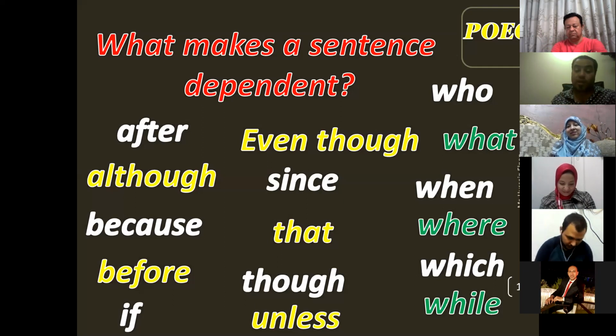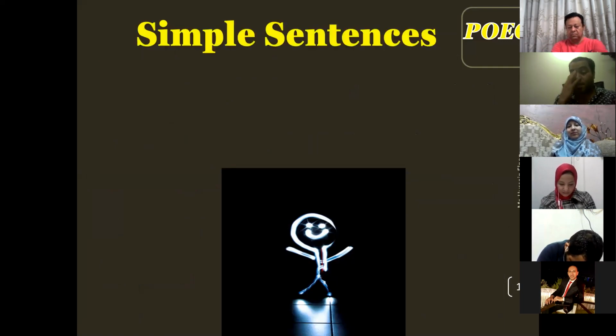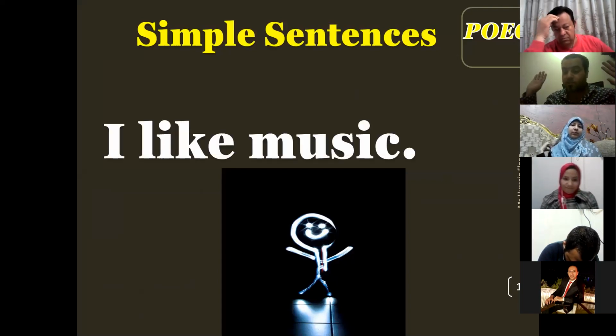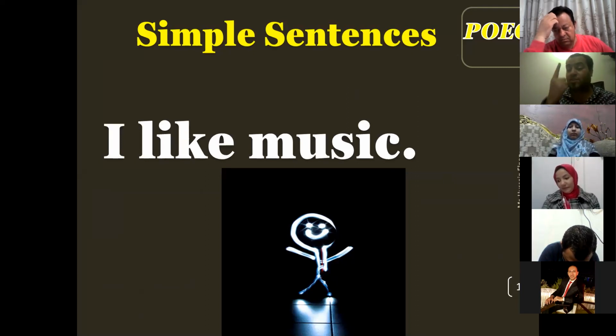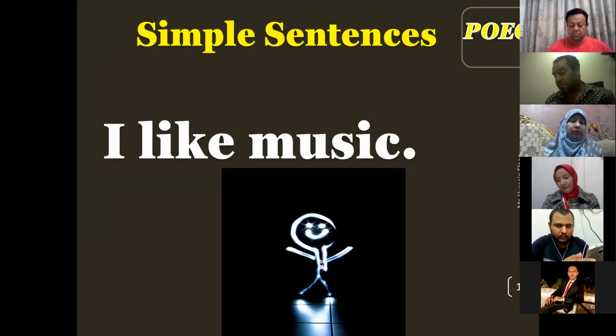Okay. So thank you so much, mashallah. Now let's study one by one. We just had a quick idea about everything. Now, simple sentences. We're not going to talk too much about that kind because they are simple sentences. Simple. I like music. Now, I would like you to type me one simple sentence. Just one simple sentence. I said simple sentence or simple independent clause because I need meaning here. I must understand your idea from your sentence.